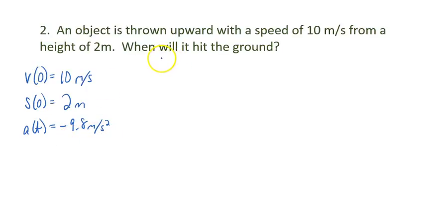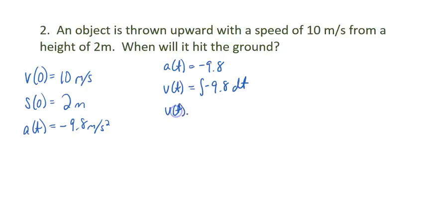Okay, again the question is when will it hit the ground, and so this is similar to what we did in the last problem with part A. And actually what we did before that, we have to get those equations. So let's start with our acceleration and take the antiderivative. So the antiderivative of acceleration will be velocity, and the antiderivative of the negative 9.8 will be negative 9.8 t plus c.